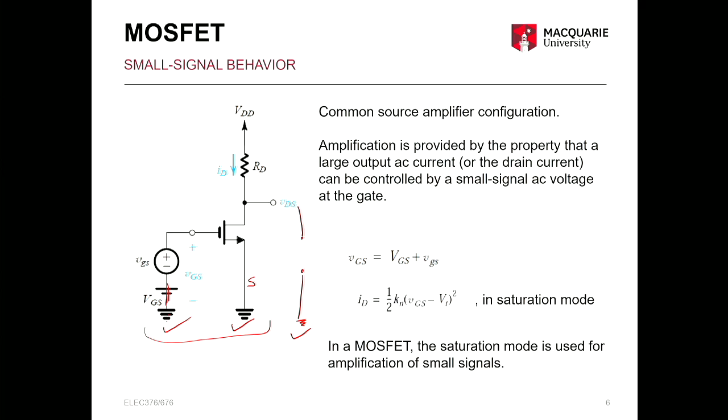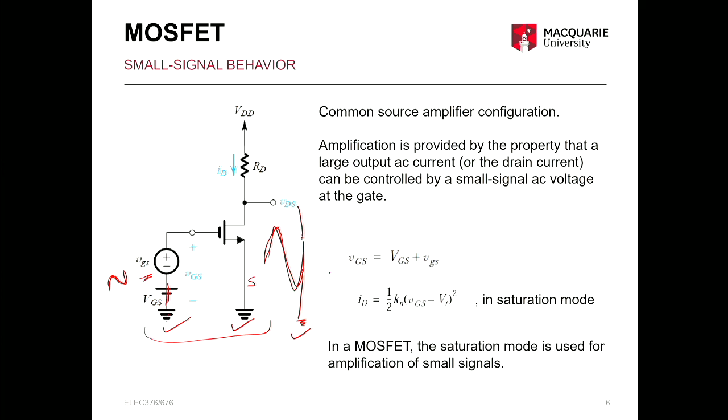So the amplification in a MOSFET is provided by the property where it acts like a voltage controlled current source. You apply a voltage VGS, a small signal voltage as well. So it is not a DC but an AC voltage. If you change that voltage slightly, you can change the output voltage in a larger magnitude. So that's how it acts like an amplifier.